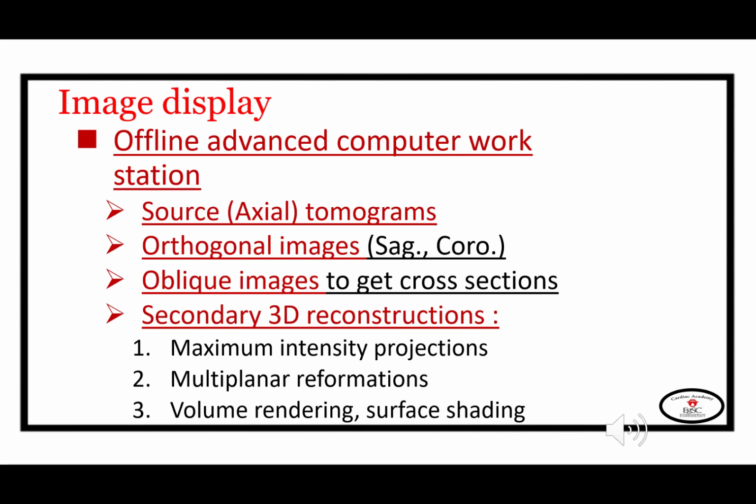The image display starts by taking the volume of the data to an offline advanced computer workstation. We usually start by reviewing the source axial tomograms. Orthogonal images, the sagittal and coronal, are usually also used to evaluate the different cardiac structures and the coronary arteries. We can use oblique images to get cross sections of the different segments of the coronary arteries, and we can use secondary 3D reconstructions like the maximum intensity projections, curved multiplanar reformations, and volume rendering techniques.